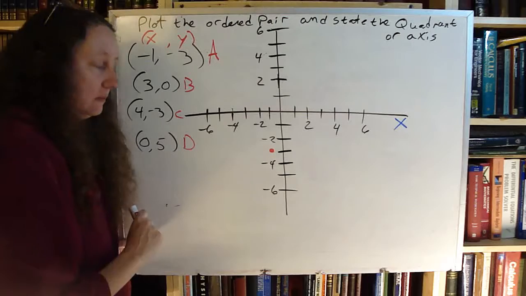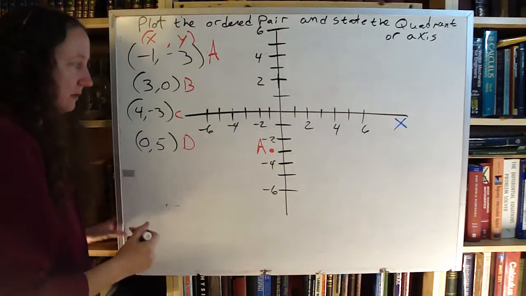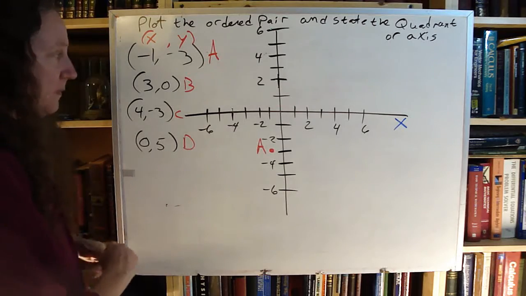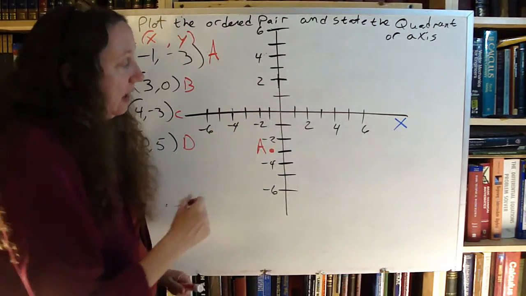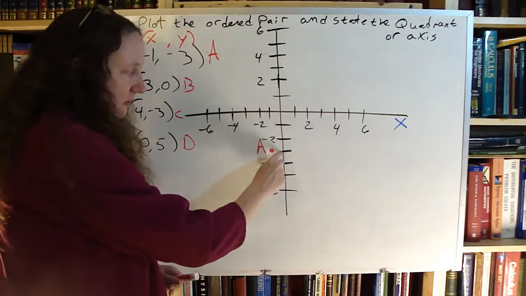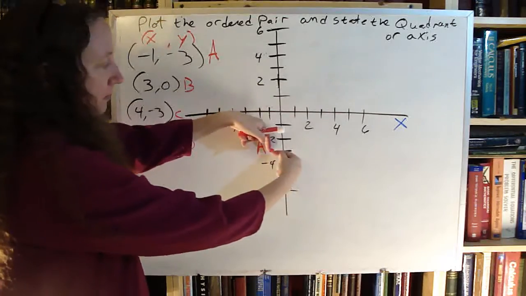1 dot. And there is point A. I do not put a dot here for -1 and a dot there for -3. I put 1 dot to represent both numbers.